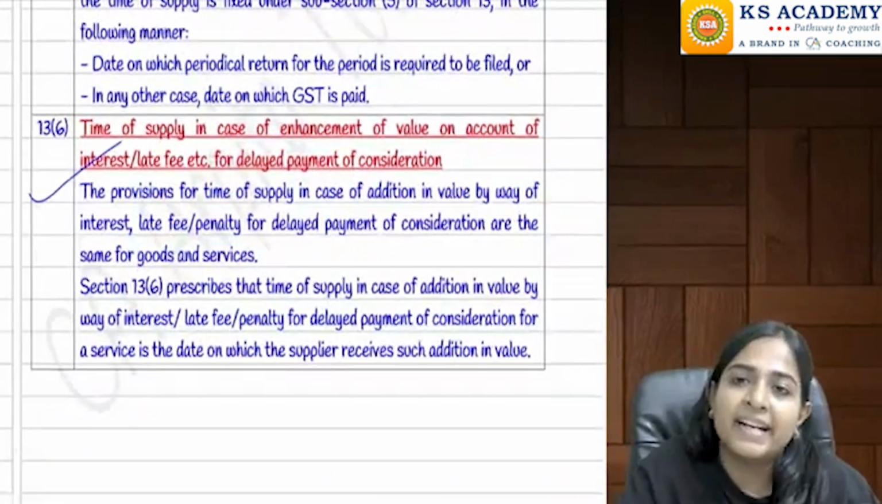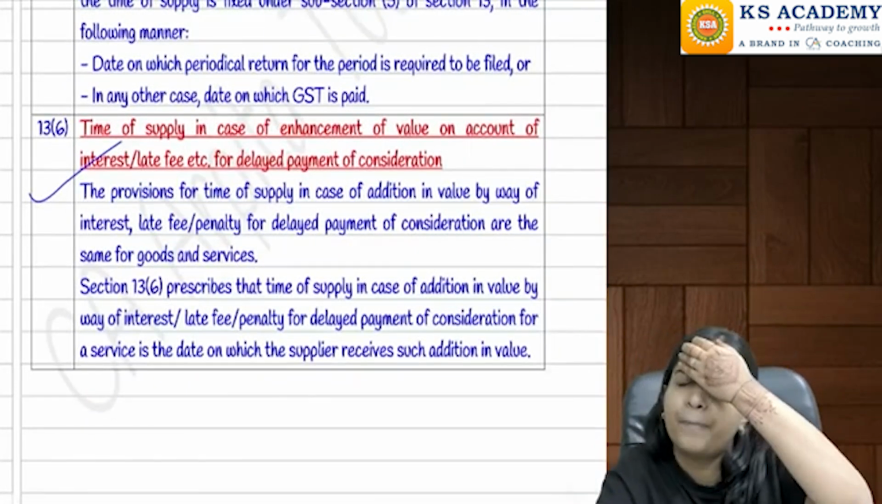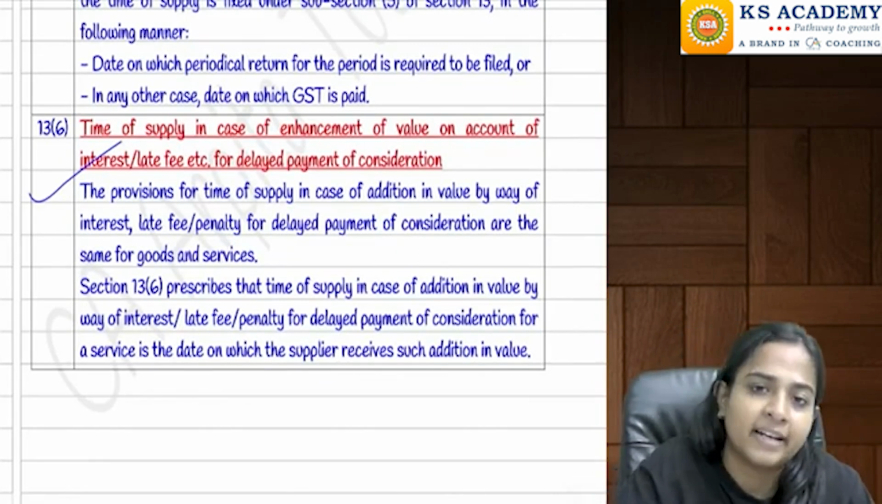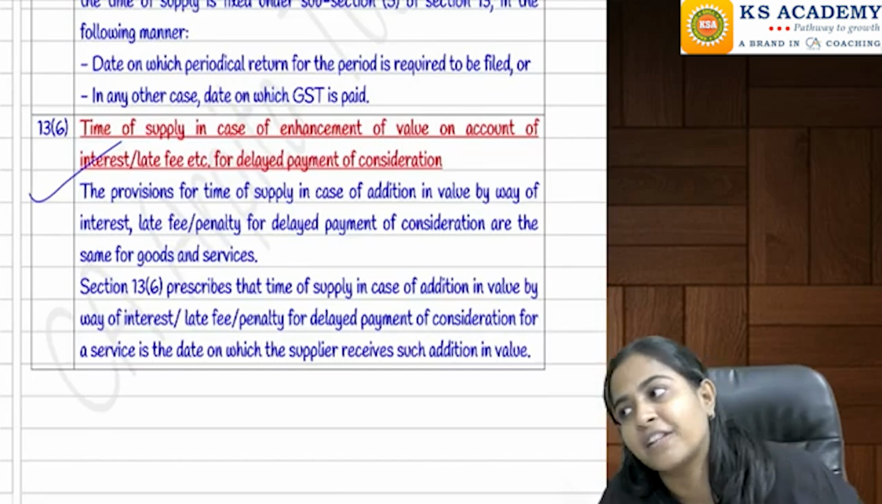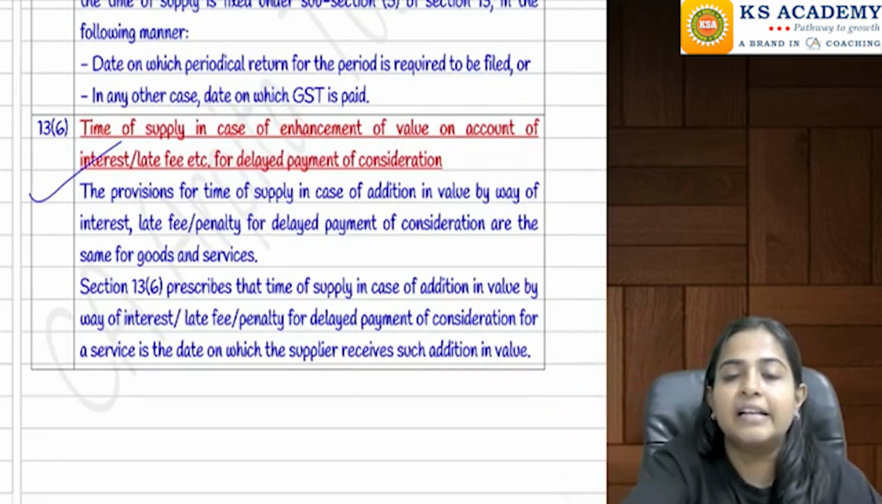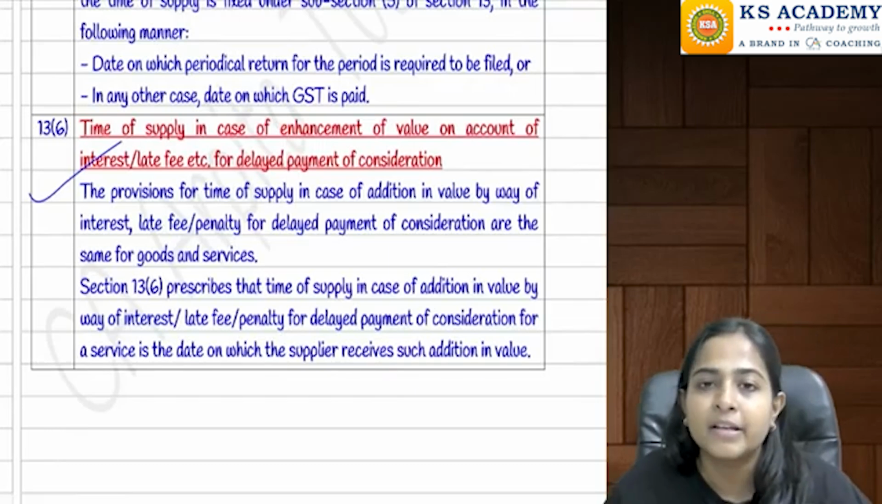If I have supplied any service and in return I am telling you to pay me the amount for the services plus some interest, late fee, penalty for late payment, etc., what will be the time of supply for that interest, penalty, etc.? The time of supply for that is the date when that interest, penalty, late fee, etc. has been received. Are you clear till here? Done. समझ में आया इतना?